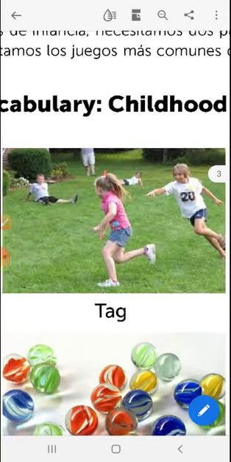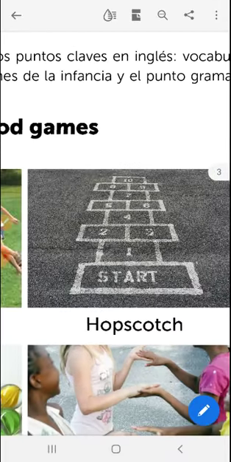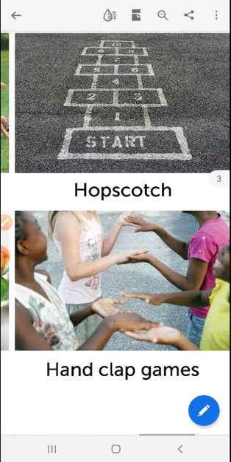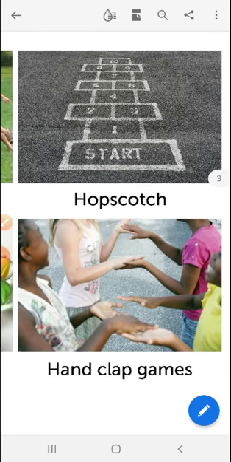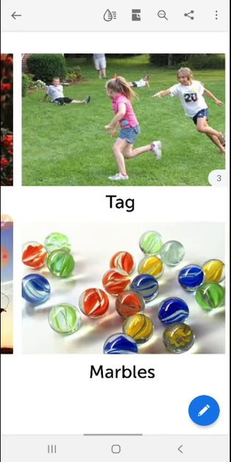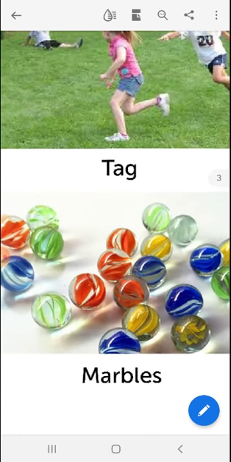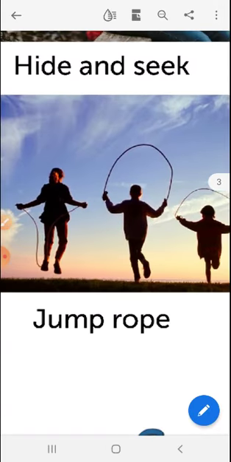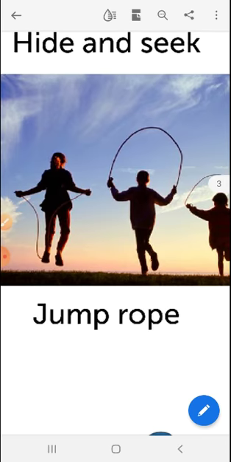Tag. Hopscotch. Hand clap games. Marbles. Jump rope.